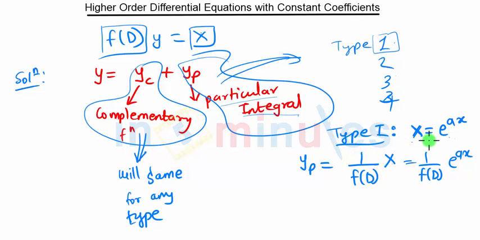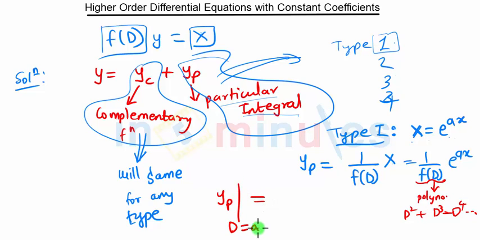The type 1 is X equal to e raised to ax. So this is our solution. But this is a function of D, that is, it is a polynomial in D. So it will have terms D square plus D cube plus D raised to 4 and so on. So what we are going to do in yp, we are going to substitute D equal to a, where a is this constant. So this will become e raised to ax upon f of a. When we replace D by a, it will become a polynomial in a. Okay, so this will be the solution for yp.